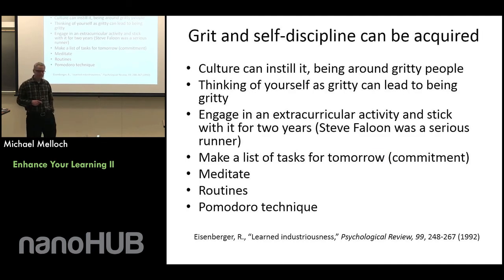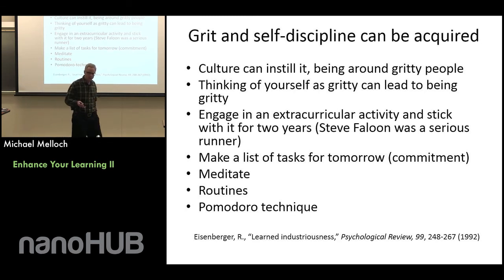So grit and self-discipline, those are things that can be acquired. They're psychological traits. Psychological traits are typically like 20 to 35% inherited, but the rest come from your environment, your development of them. Culture can instill them. Being around gritty people can make you gritty. So when you make friends, try to make friends with people who are displaying good self-discipline and are gritty.